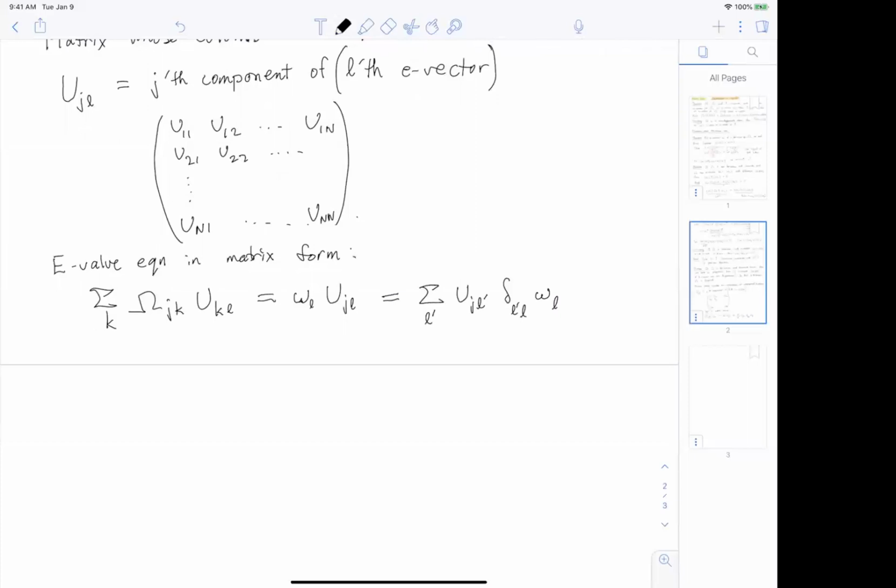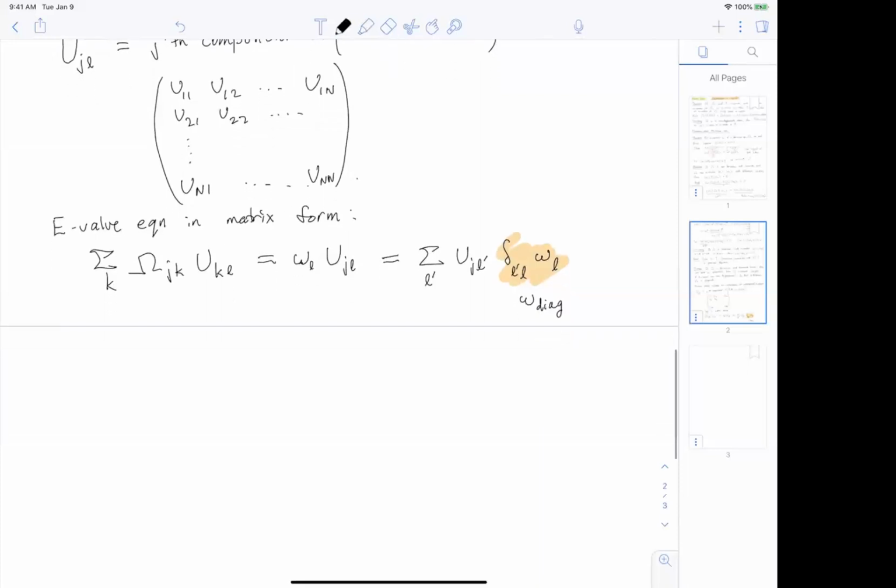Okay, so this, let me highlight it here. That part is a diagonal matrix, right? Because it's only non-zero if L and L prime are the same. And so I'm going to call this diagonal matrix omega diag. Okay, and so what have we got here? This right here, that's matrix multiplication.